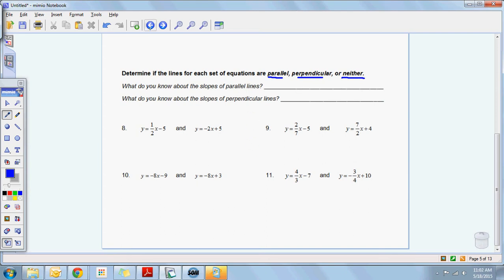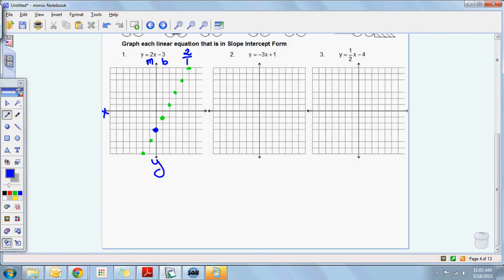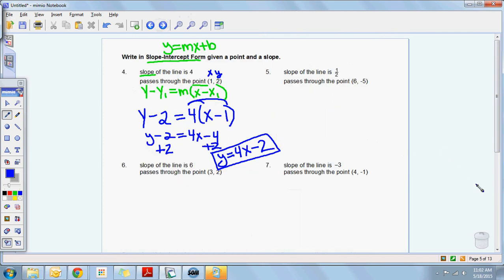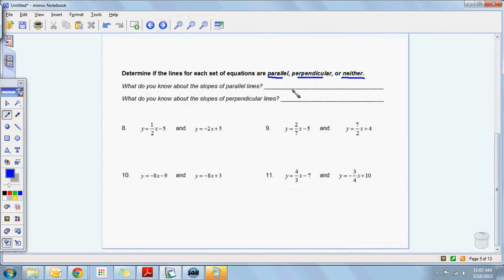So remember from our notes back here that parallel lines are going to have the exact same slope and perpendicular lines are going to have the opposite reciprocal slopes. So that's the information that you're going to write here. Okay, what do we know about parallel lines? They have the same slope, and perpendicular lines have opposite reciprocal slopes. So I'm going to do one of these with you. Let's look at example 8.